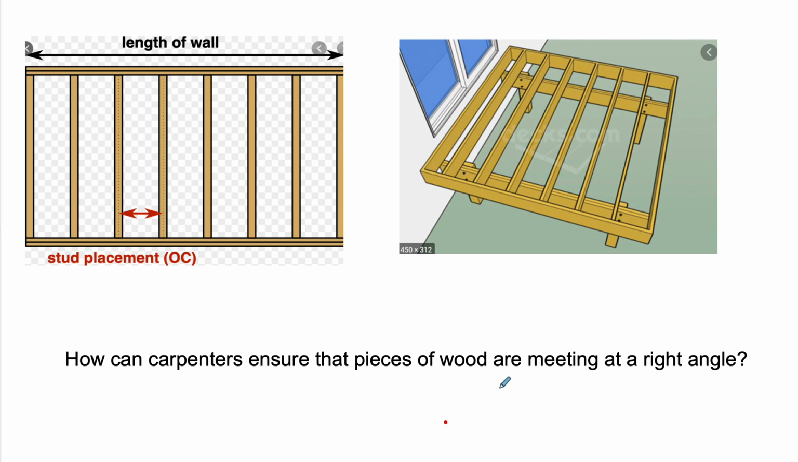Question for you. When you're building a wall or you're building a deck, as you see in these two pictures, how can we ensure that the wood is meeting at a 90-degree angle? I want my studs here to meet my base plate or top plate at 90 degrees. Likewise on a deck, I want my joists to meet the end plates at 90 degrees. How can we make sure that that is a 90-degree angle?